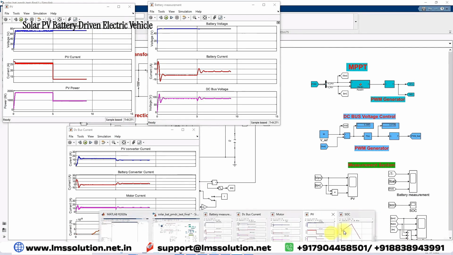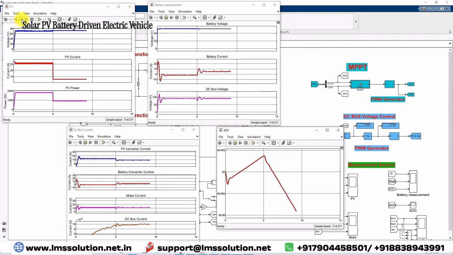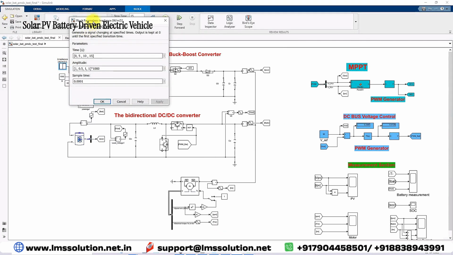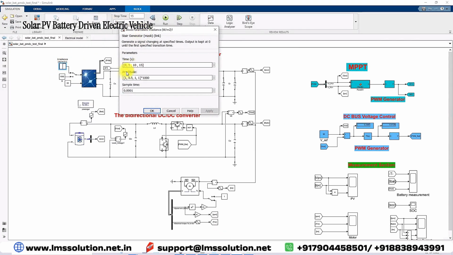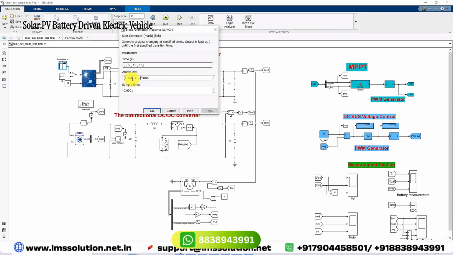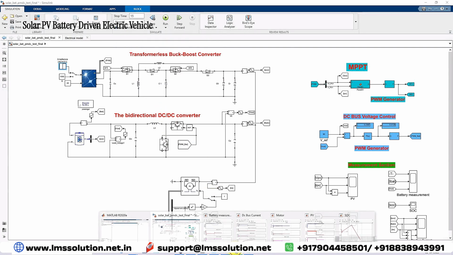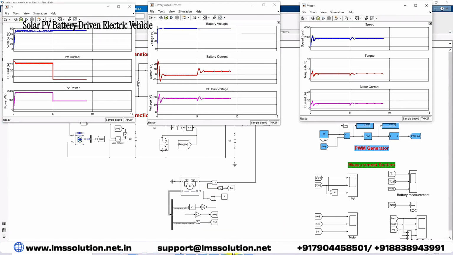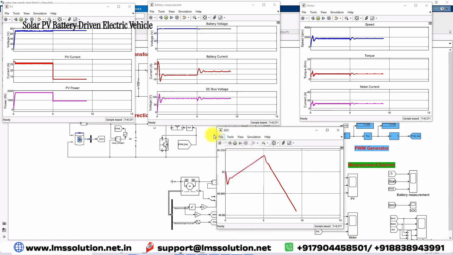Now we can see the results. I'm going to simulate the result. Before that, I'm going to show you the settings of the irradiation. Here you can see that from 0 to 5, the irradiation is maintained at 1000 watts per meter square. From 5 to 10, the irradiation will be maintained at 0.5. From 10 to 15, the irradiation will be maintained at 1000 watts per meter square. So it will change according to this timing. And also we are going to check the results of PV, battery, motor and then SOC of the battery. So I'm going to simulate this model.